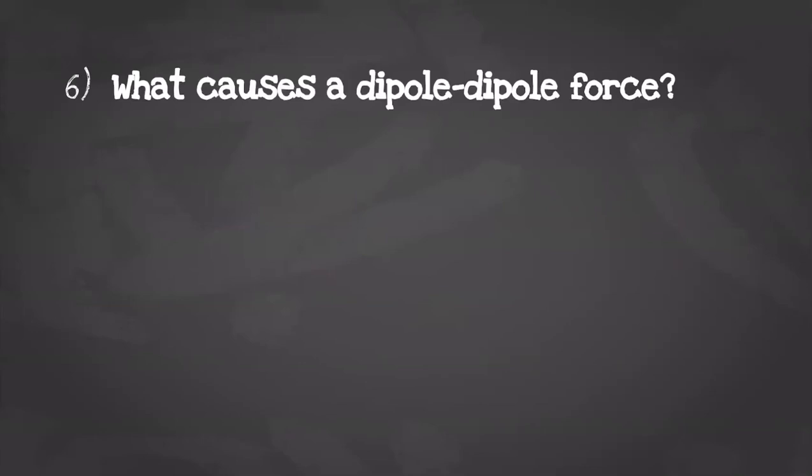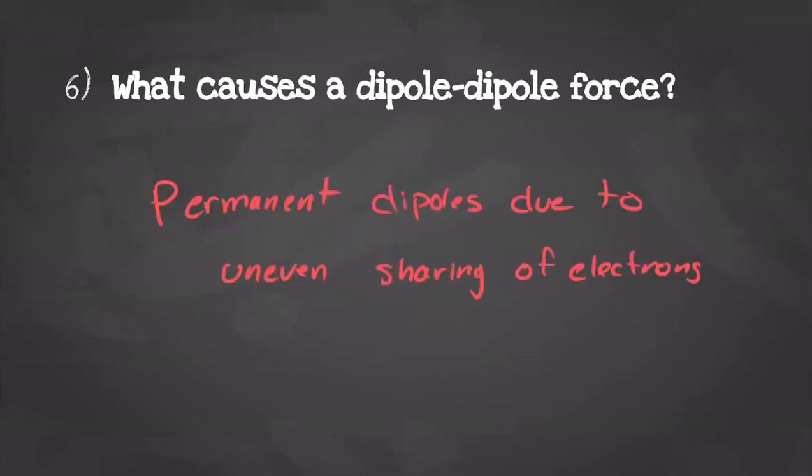What about dipole-dipole forces? Well, these are permanent dipoles that are due to the uneven sharing of electrons. Atoms with larger electronegativities will tend to hold electrons closer to them, causing this uneven distribution. This is not temporary, as the dipole will stay until the molecule is broken.